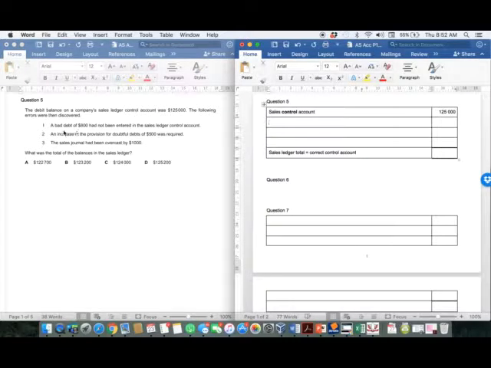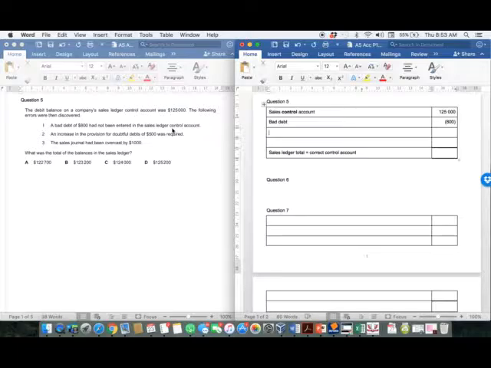Number 1, a bad debt of 800 Rand had not been entered in the sales ledger control account. Now, your bad debt reduces the receivables because you don't expect the payment. You've written off the account, and so therefore we should have taken that 800 Rand into account when we're working out our control account. So we do need to show that amount.